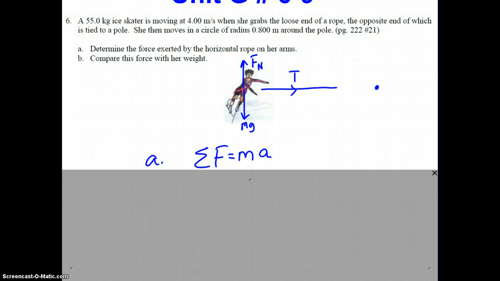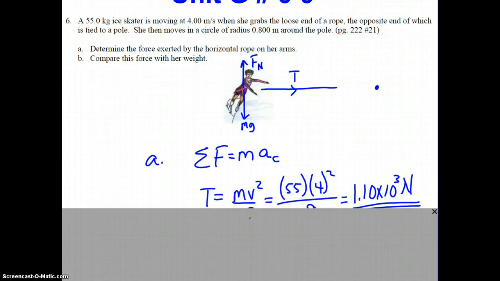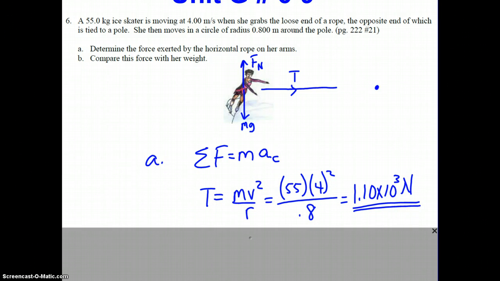We start with our Newton's second law statement, sigma F equals ma. Is she accelerating? The answer is yes. She's traveling in a circular path, so she's centripetally accelerating. We put a subscript C on our a. Next, as always, we summate the forces causing the mass to accelerate, and in this problem there is only one force. The tension is causing her to centripetally accelerate.